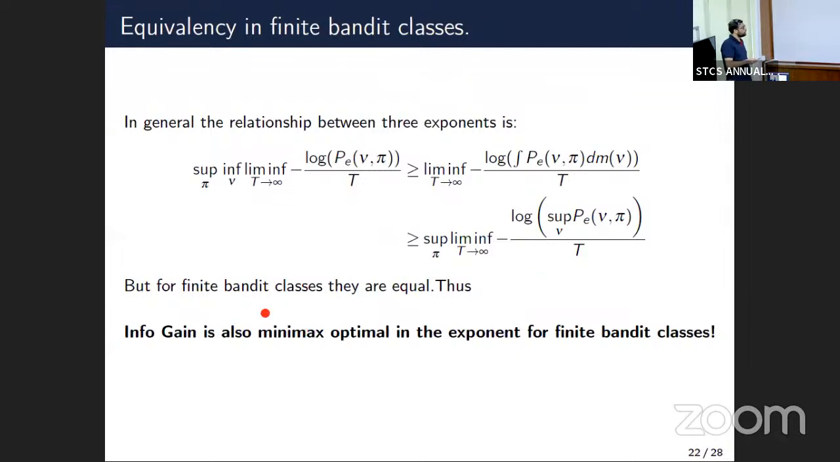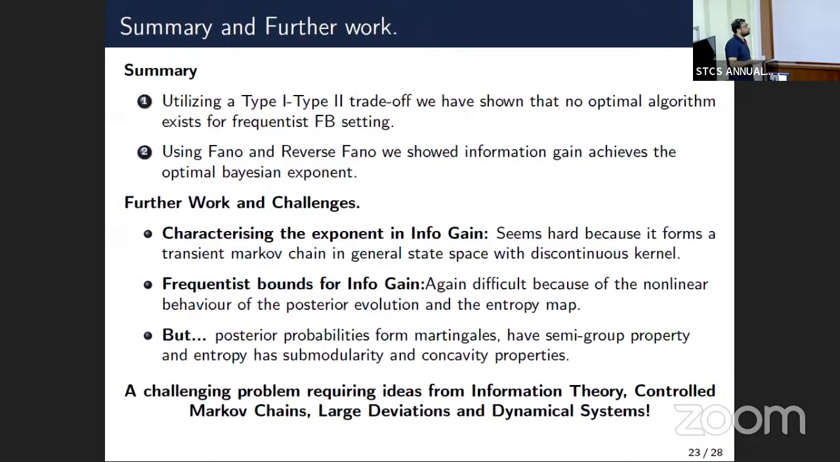But in the case where the bandit classes are finite, they are equal. So naturally, you get that information gain is minimax optimal in the exponent sense for finite bandit classes. So in some sense, you are actually solving two problems which were not solved before, for the finite bandit class. This is a new result. Okay. So the summary of the work is that we have shown that there cannot exist an optimal frequentist fixed budget algorithm.